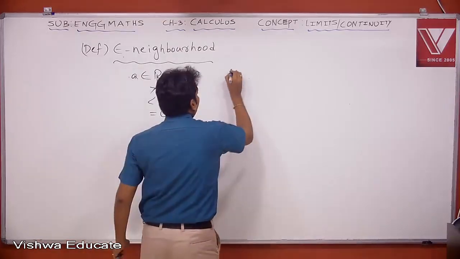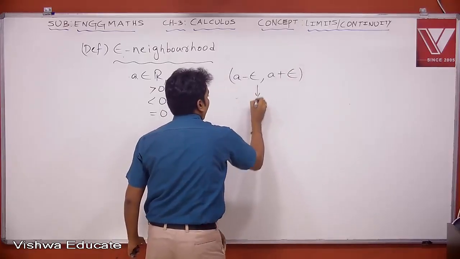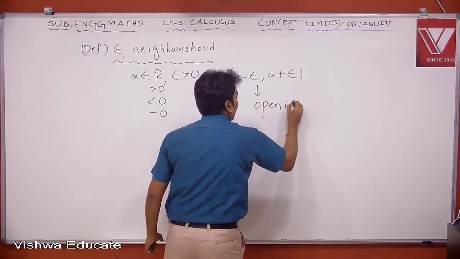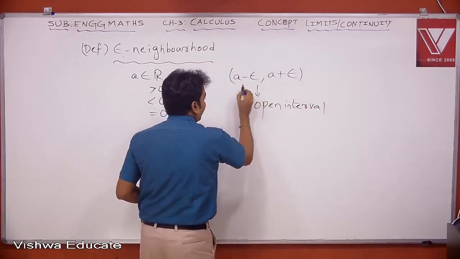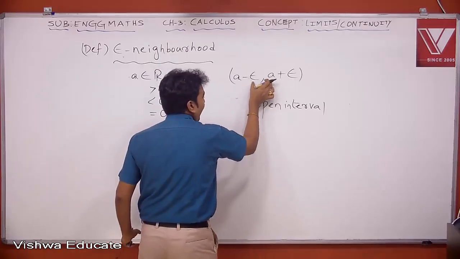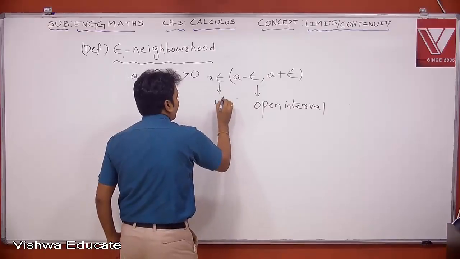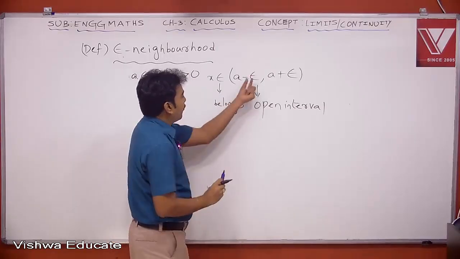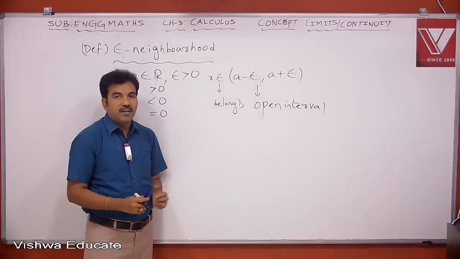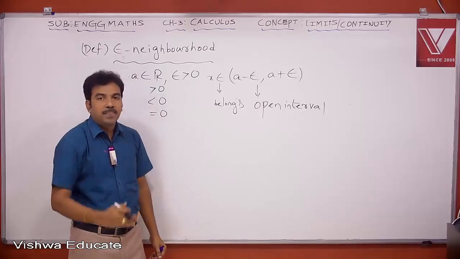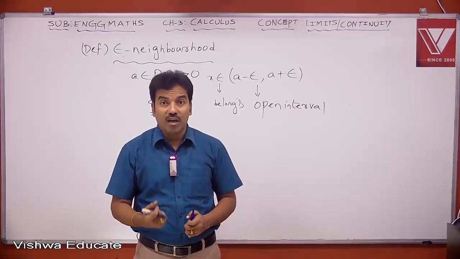Now consider the set, the open interval a minus epsilon comma a plus epsilon. This is an open interval, and an open interval is nothing but a set. What will be the elements of this set? Whenever x belongs to the open interval a minus epsilon comma a plus epsilon, that means all real numbers above a minus epsilon and below a plus epsilon belong to that set, and we call it the epsilon neighborhood of A.